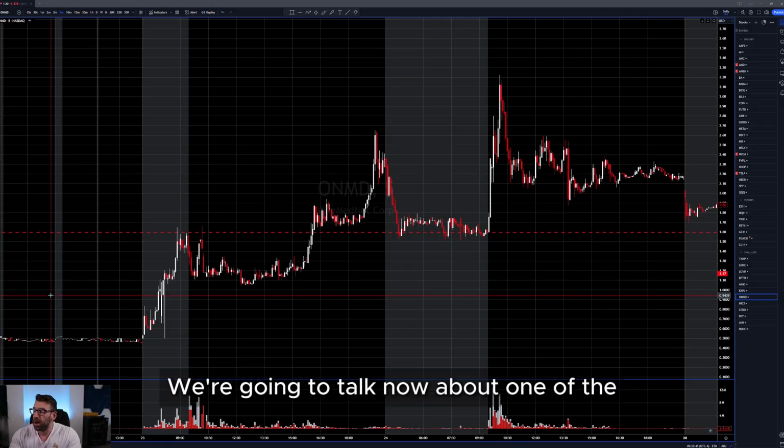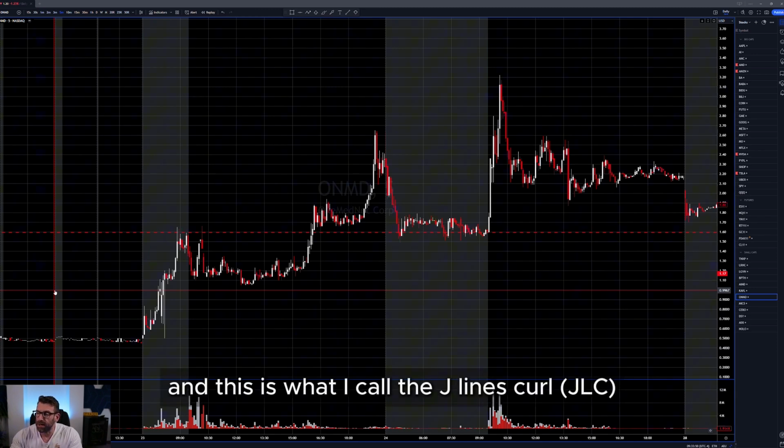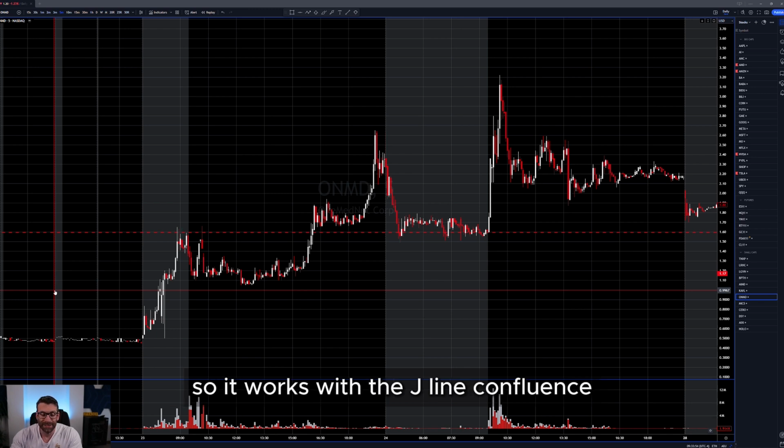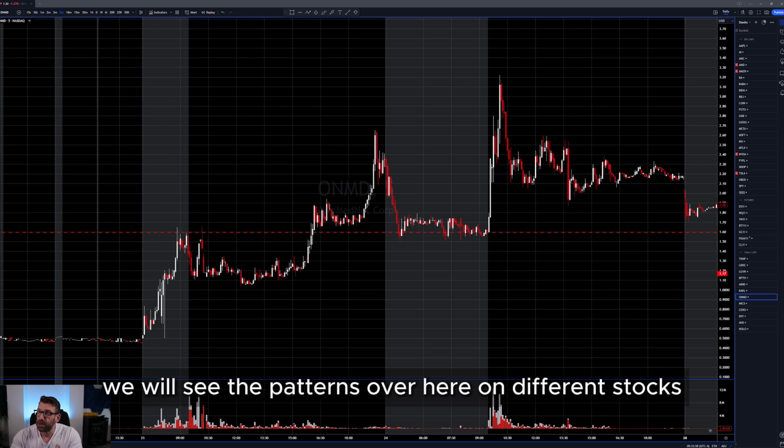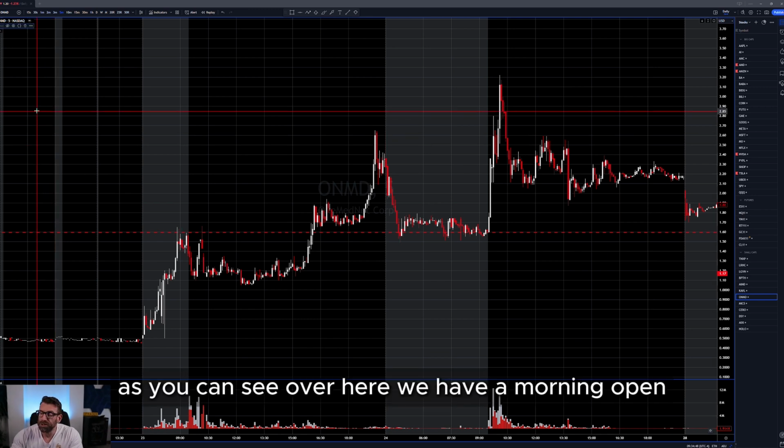We're going to talk now about one of the best long plays. And this is what I call the J-line curl. So it works with the J-line confluence. We will see the patterns over here on different stocks. I want to give you an example of when to start looking for these trades and the solidity of also this pattern. As you can see over here, we have a morning open.